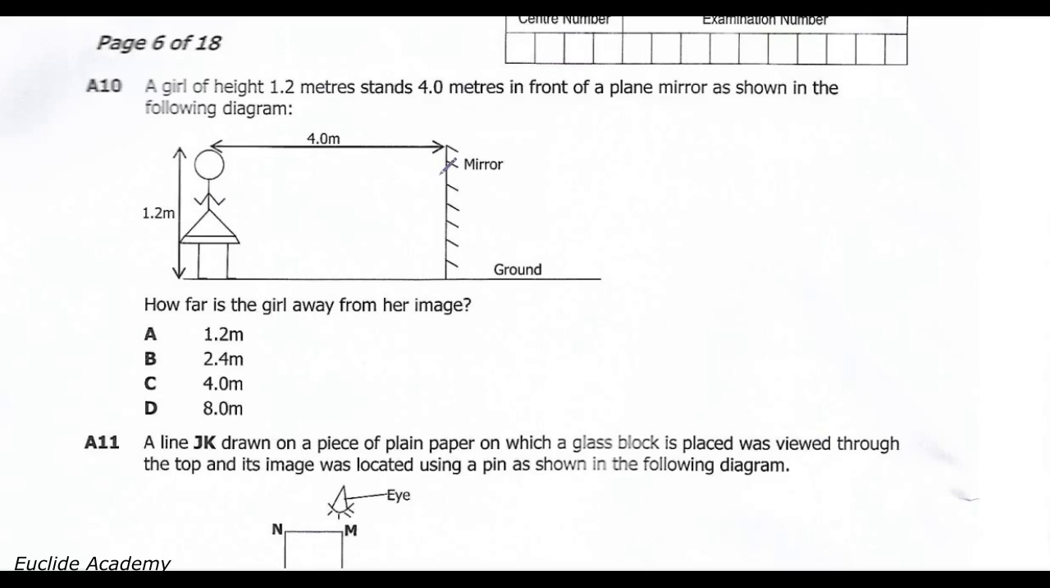With this question, when you look into a plane mirror, the image of a person appears as far behind, or into the mirror, as the person is in front. So if you stand 4 meters away from the mirror, then your image appears to be 4 meters behind the mirror. So that is 4 meters as well. How far is the girl away from her image? That will be 4 plus 4, which is 8.